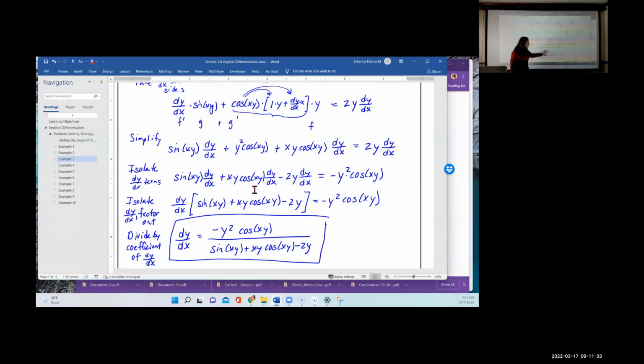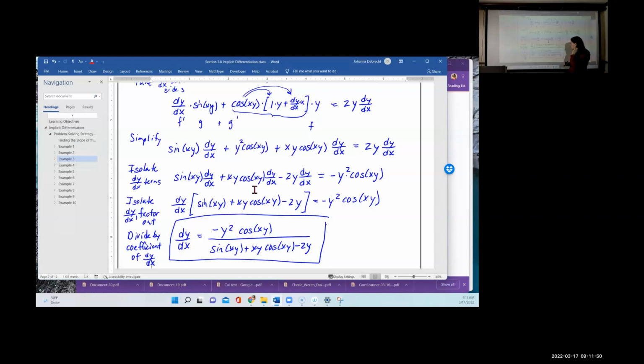But this has both x and y in it. So if I want to find the slope of the tangent line at a point, then I will have to know both the x coordinate and the y coordinate. And then I'll plug those values in and get a value, and that will give me the slope at a particular point.